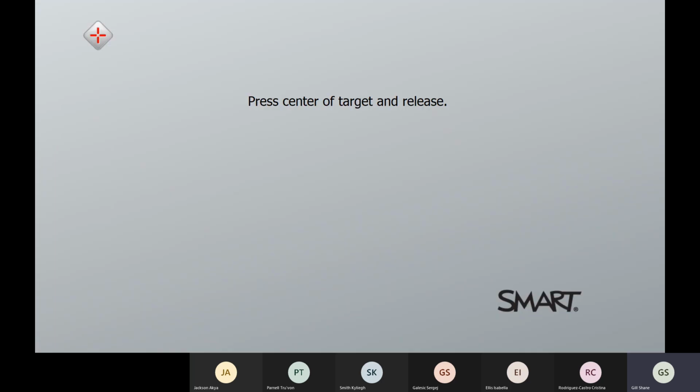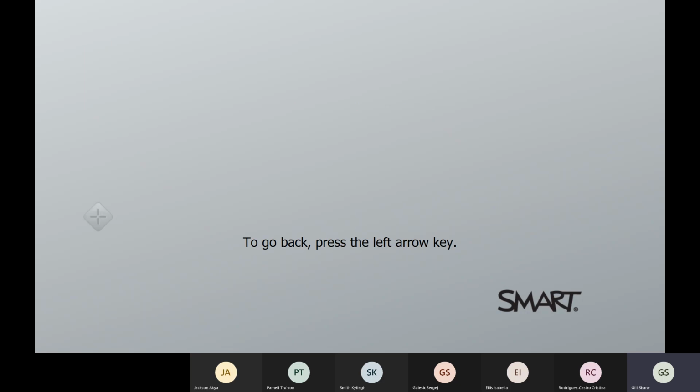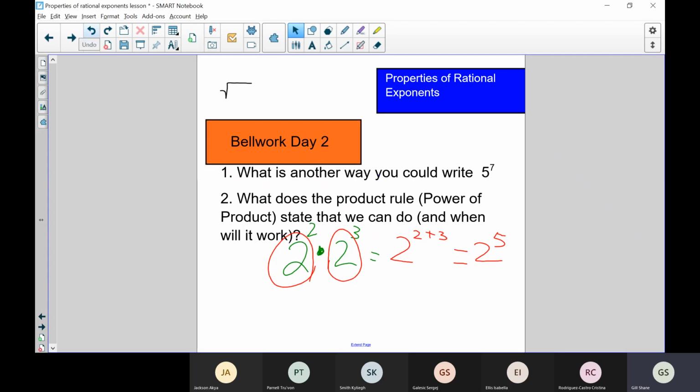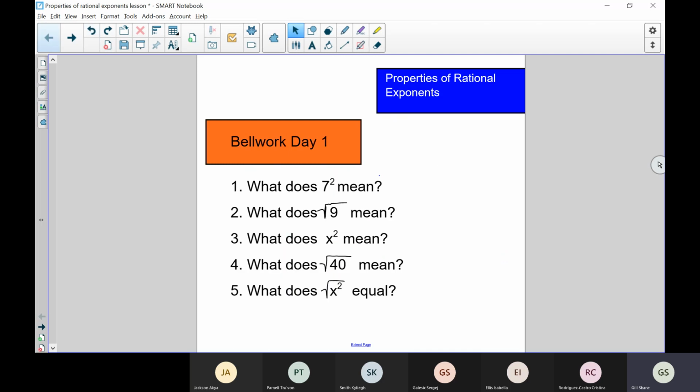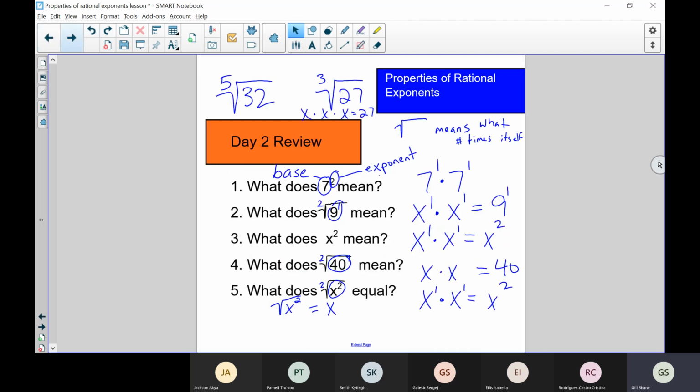I'm going to try this one more time with my finger. All right, we'll see if that helps at all. So here, well, actually, I think it might be, nope. Now it's working a little bit.